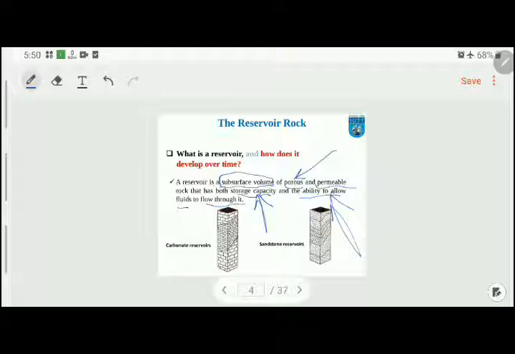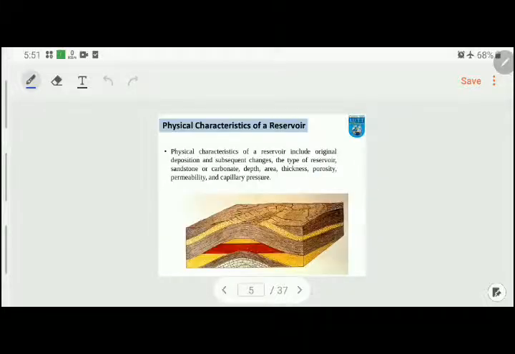So there are two types of the reservoir. We have here the carbonate reservoir, just like the limestone, dolomite, and etc. And we have the sandstone reservoir, and we discussed this in the introduction to petroleum engineering. What are the sandstone reservoirs? Just like sand, silt, clays, and etc.